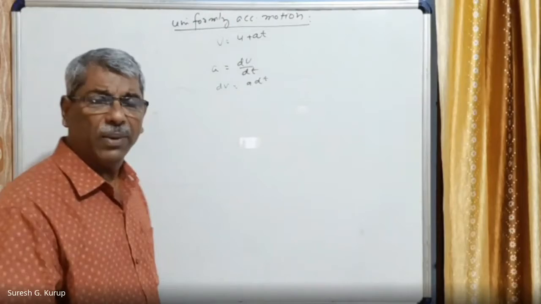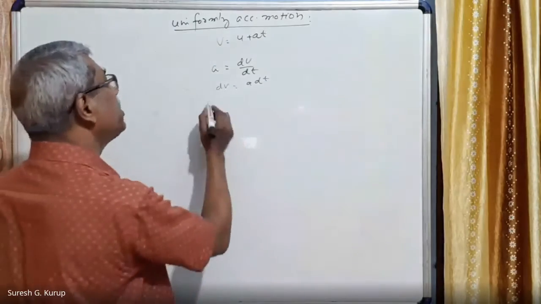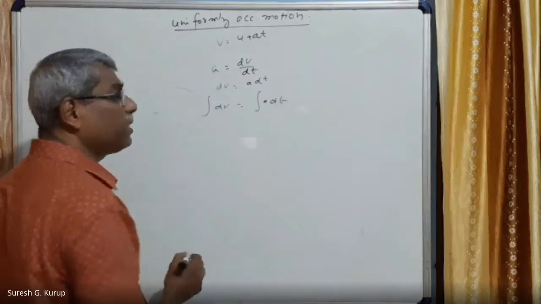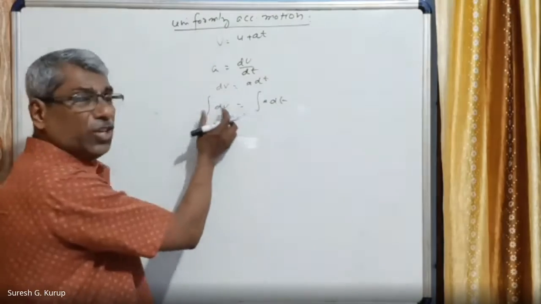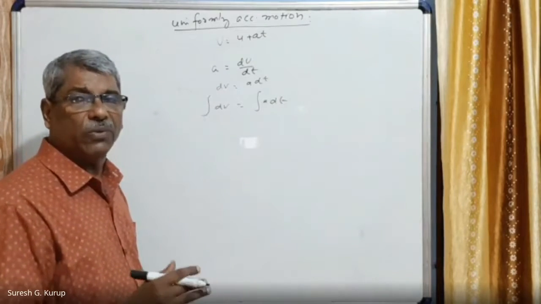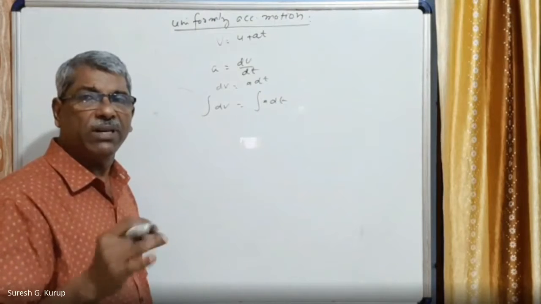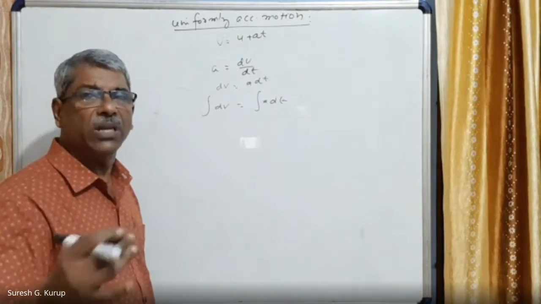Now integrating the expression on both sides: integral dv is equal to integral a dt. But you have to apply limits also. How is the velocity changing? Velocity is changing from u to v, because the body is moving initially with velocity u, after t seconds its velocity becomes v, and its acceleration remains constant.